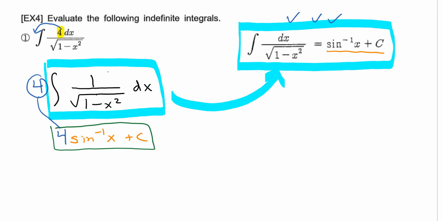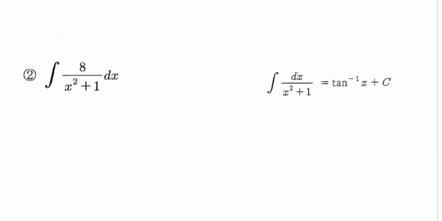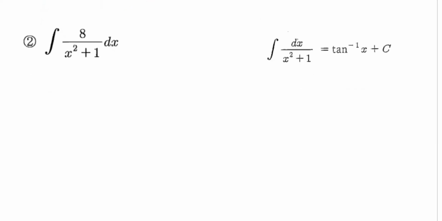And that's it. So you're just rewriting the original problem so that you can use one of the reference formulas on the side, and then you can pretty much finish off the problem. Okay, question number 2 is pretty much the same idea. This time my constant is an 8, so I can move the 8 to the front. So that's going to be 8 times the integral of 1 over x squared plus 1 dx.